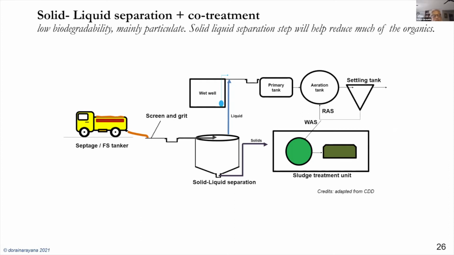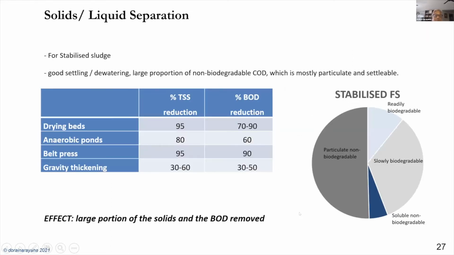And this is the most common, where the solid-liquid separation is followed by co-treatment. As I mentioned, most sludge comes from septic tanks or pits where it has remained for a pretty long time. And therefore, a very big chunk of it is particulate and non-biodegradable. So we have screening and grit, and then a solid-liquid separation step here. And only the liquid part is then co-treated in the STP, whereas the solids can be either co-treated in the solid stream, combined with the sludge coming from here, or handled as a separate stream. So this is the most common one.